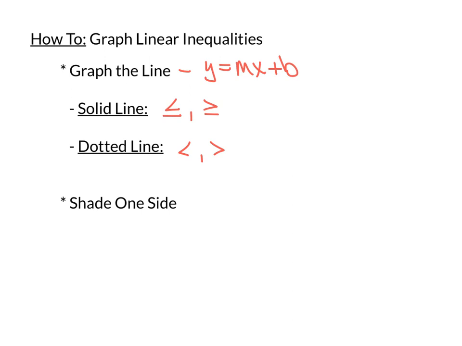The last thing is to shade on one side. So how we know which side to shade is we test points. And we don't really have to test a lot of points. In fact, all we have to do is test 1 point. And I'll show you what I mean in the next example.